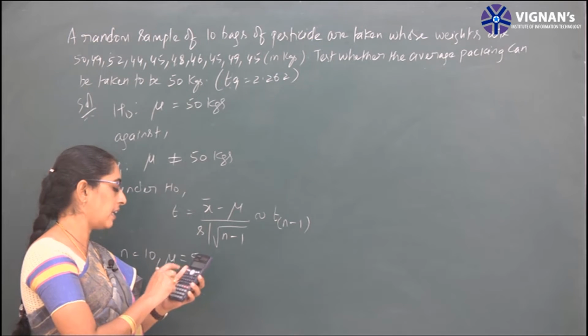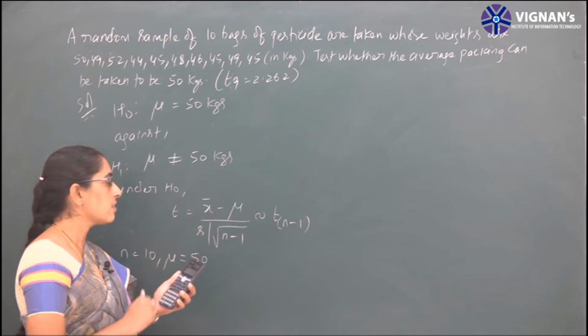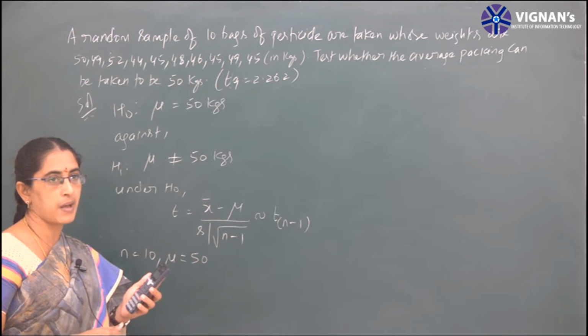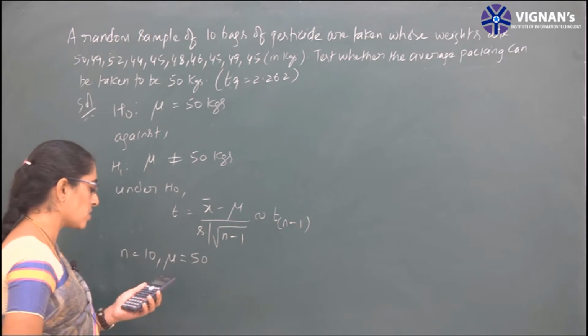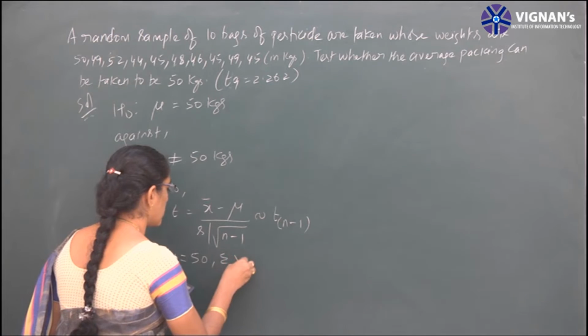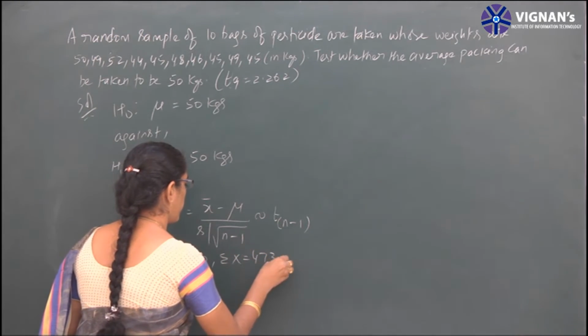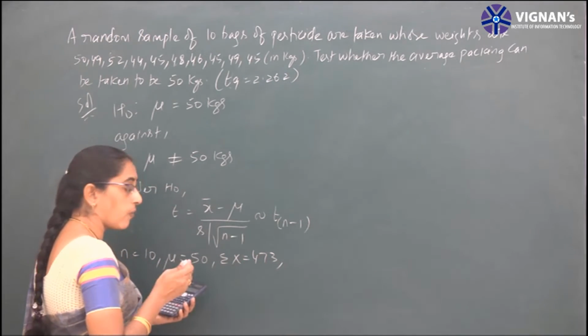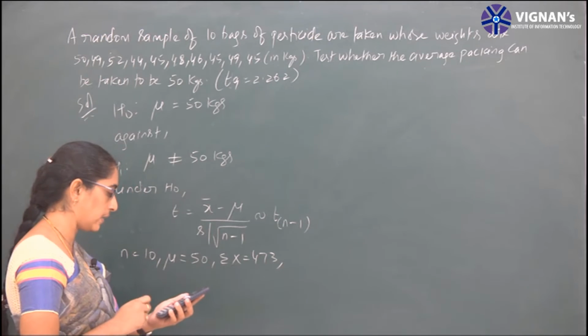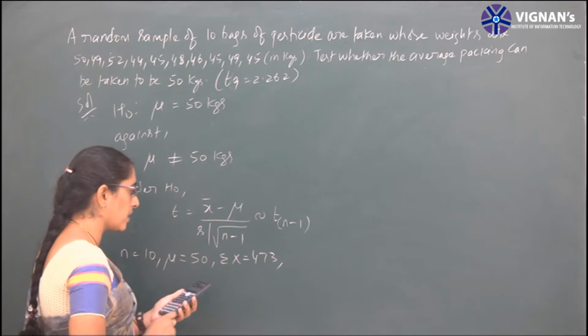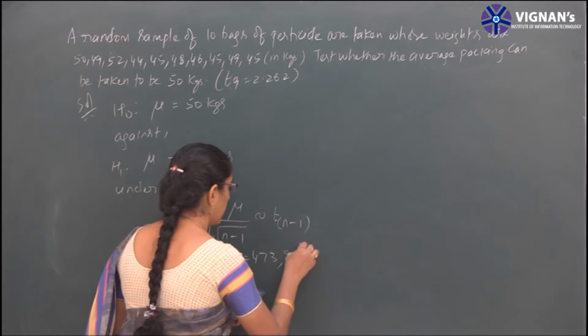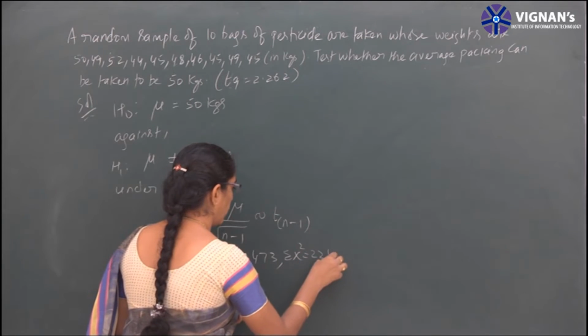Then press AC and press shift 1. We need the summation x for the x bar formula. The summation x is here 473, and summation x square, for finding the small s value, is 22437.